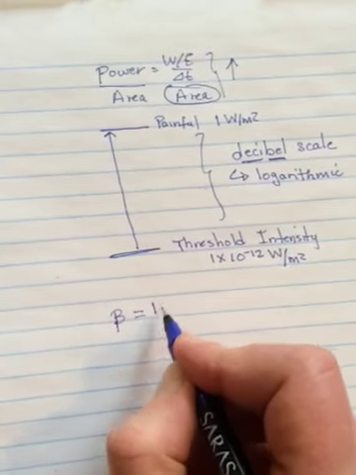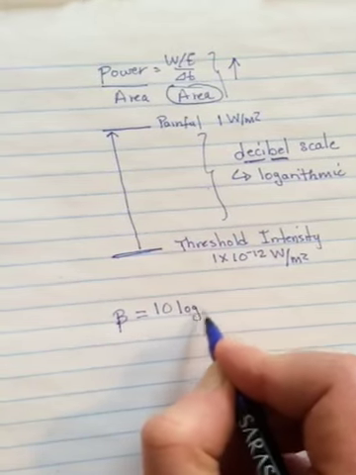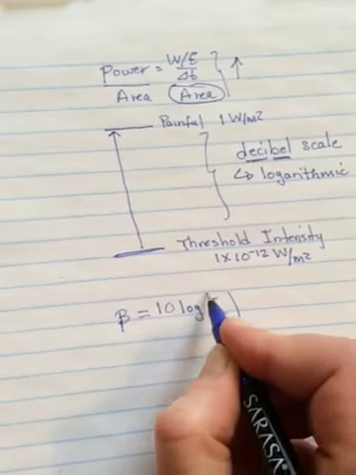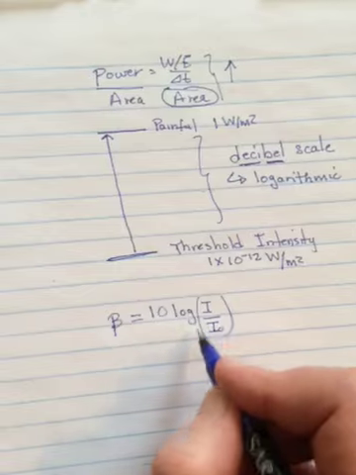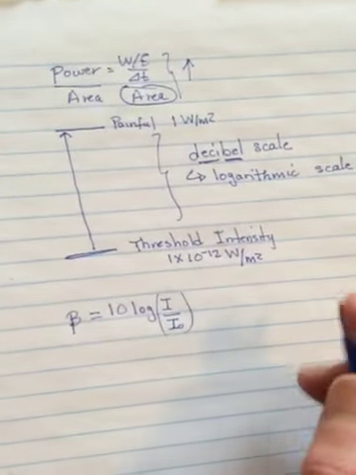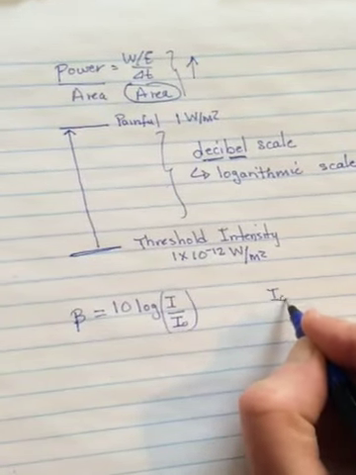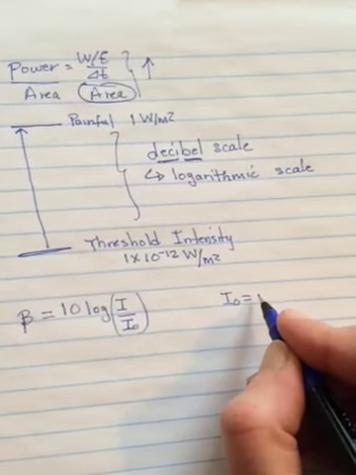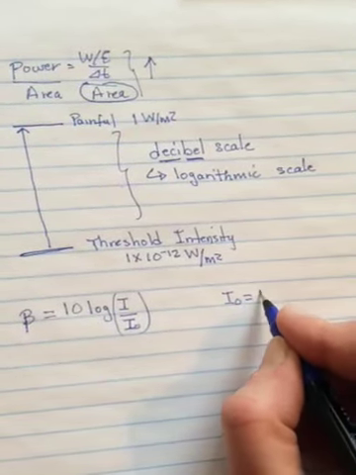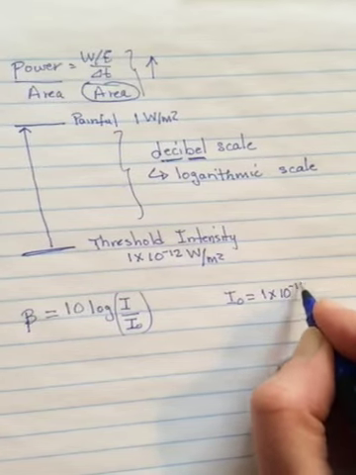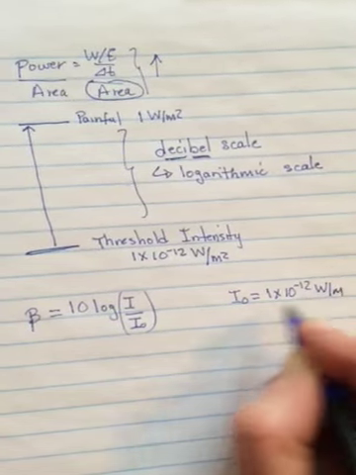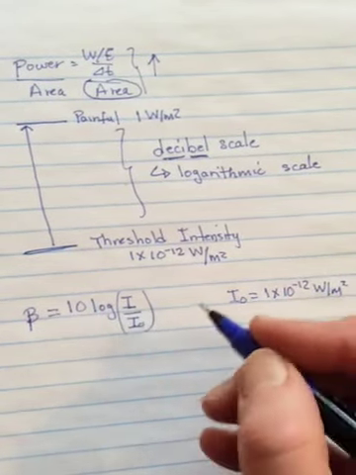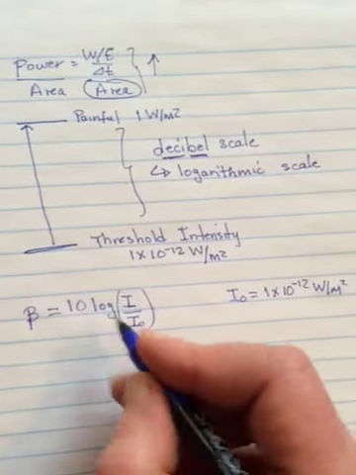And so beta is equal to 10 log I over I0. The I and the I0 are in brackets, and they're inside the log function. The I0 is your threshold intensity. Your I0 is always, always, always 1 times 10 to the negative 12 watts per meter squared. Your I is however loud the sound is that you're hearing right now.